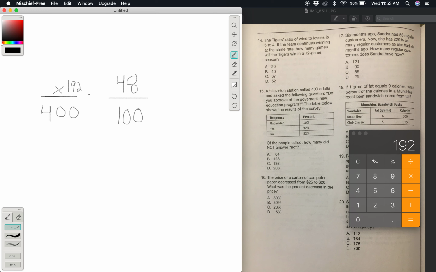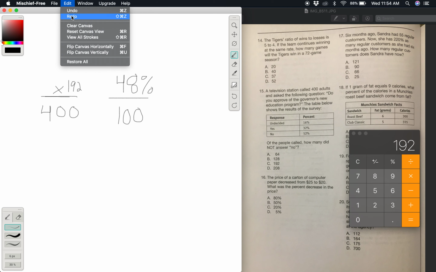And just to explain a little bit more, not to be long-winded, but the whole part base thing, how you can kind of tell is, for example, the base is the total amount, so a television station called 400 adults, so we know that's 400 adults. We're trying to find what the part is, so the amount out of that total amount, which is 400, would be the part. And the percentage, which is the rate here, is pretty obvious. So that's kind of how you can think of that.